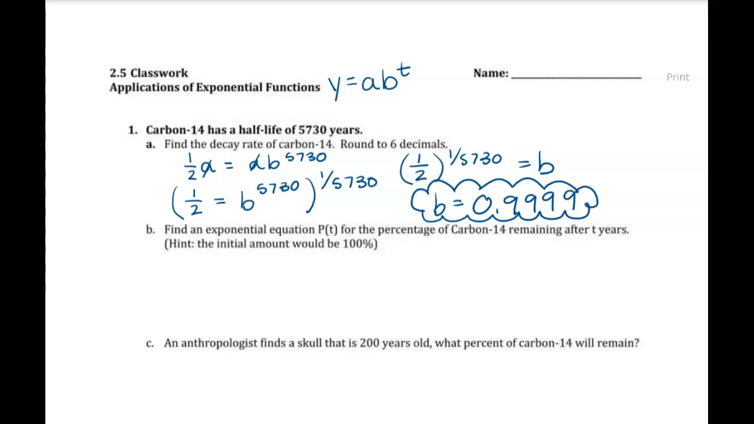So now we find an exponential equation for the percentage of carbon-14 remaining after t years. So essentially what that means is our initial amount, or our a, would be 100%. So a is 1. So our equation, we're told to use P of t, so I'm going to use it. It really doesn't matter. So P of t equals 1, because we're starting with 100%, times 0.9999 to the t.